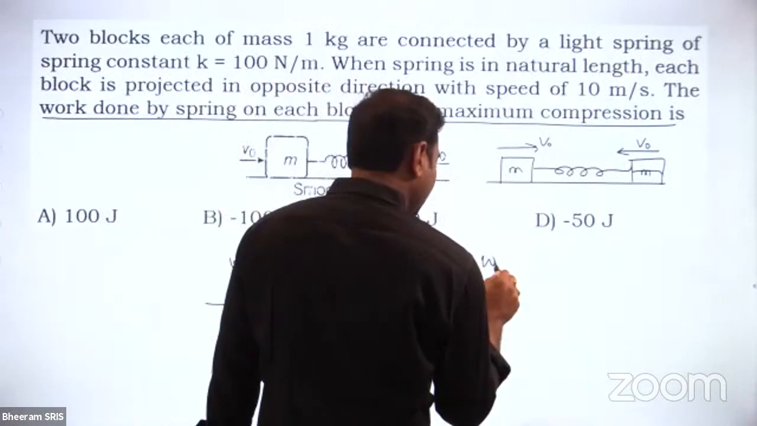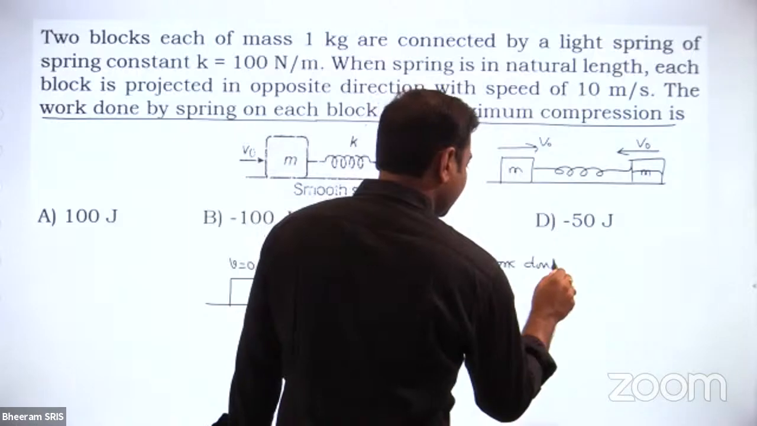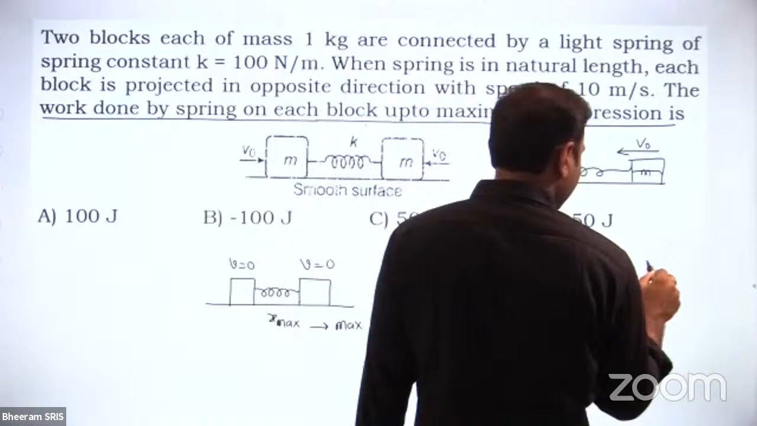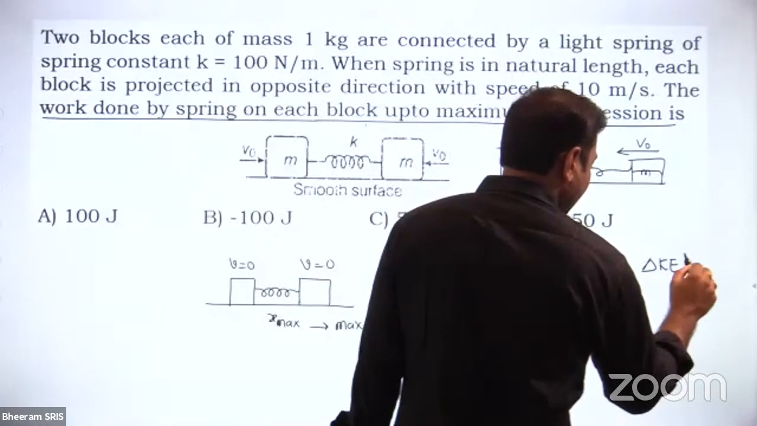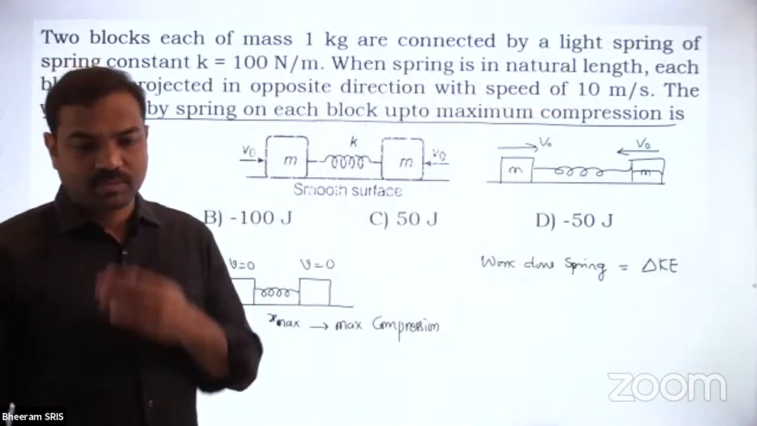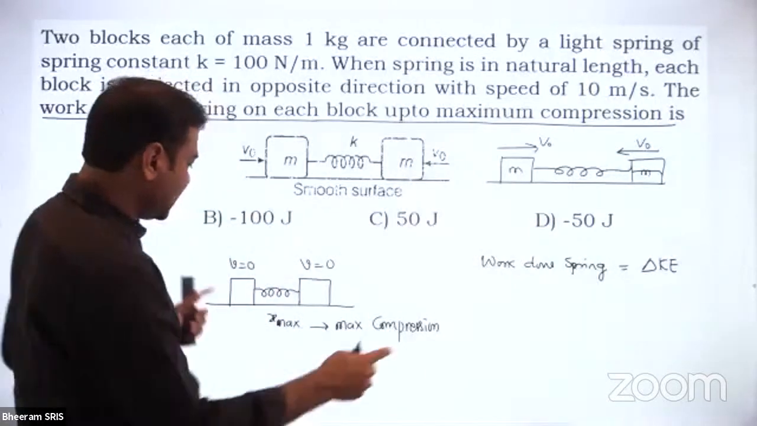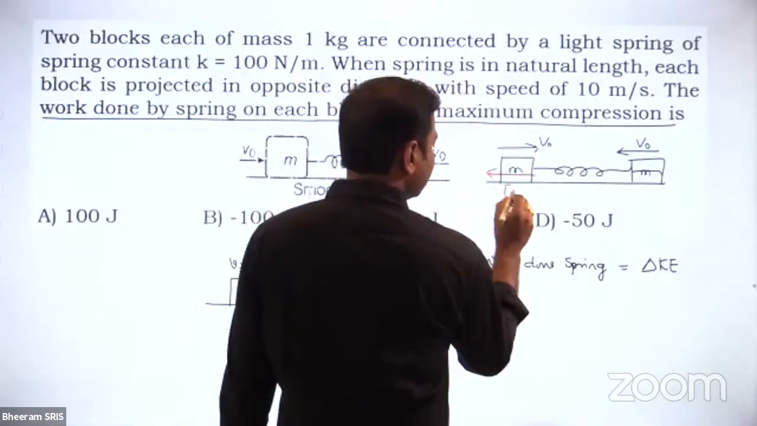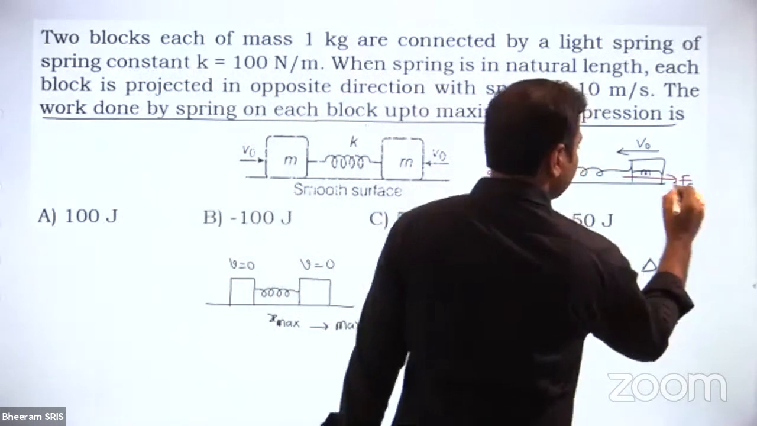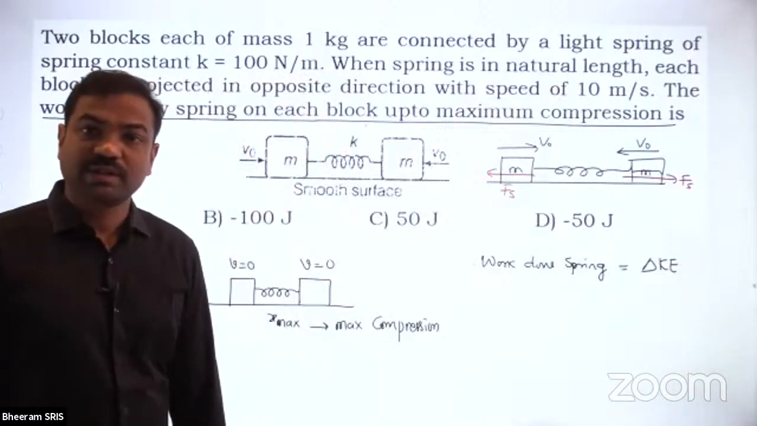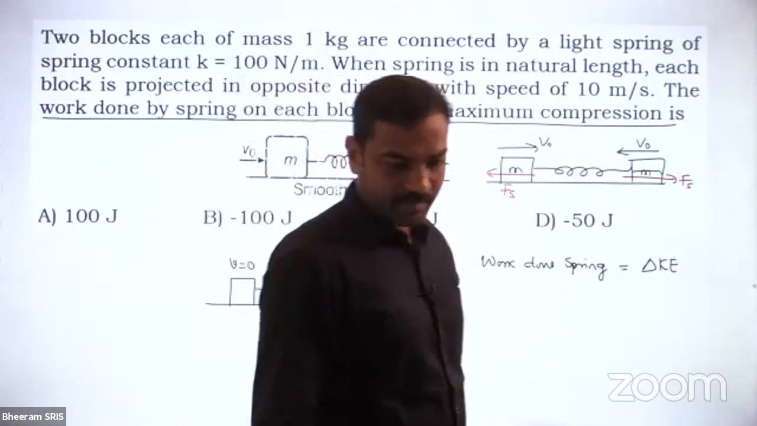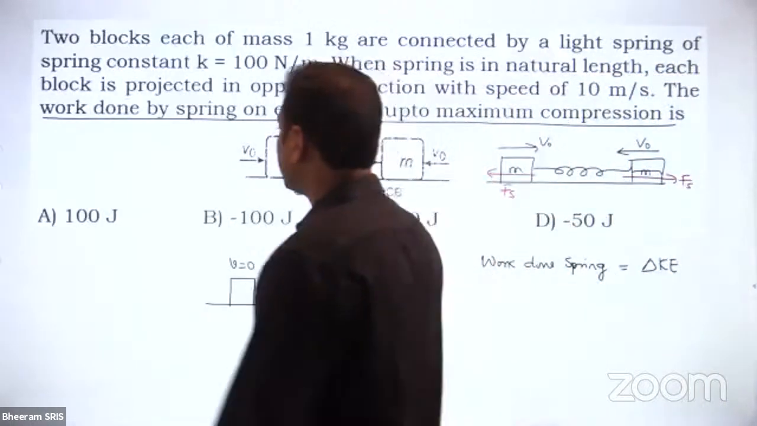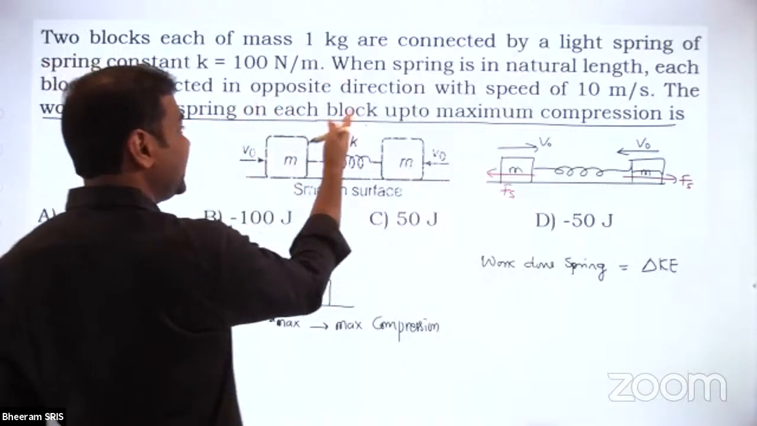Then what is the work done by the spring force, or work done by the spring? Work done by the spring is equal to the change in kinetic energy, because there is no other force acting. As it is compressed, only the spring force will act, and the spring force will decrease the velocity of the blocks. So you need to understand that. Work done by the spring is equal to the change in kinetic energy.